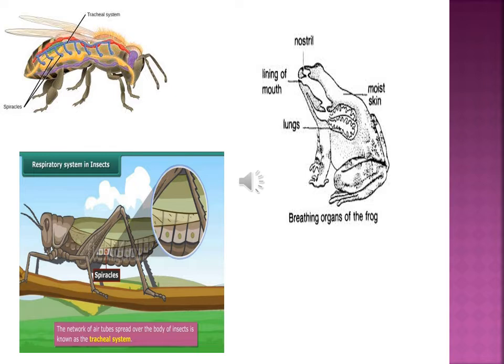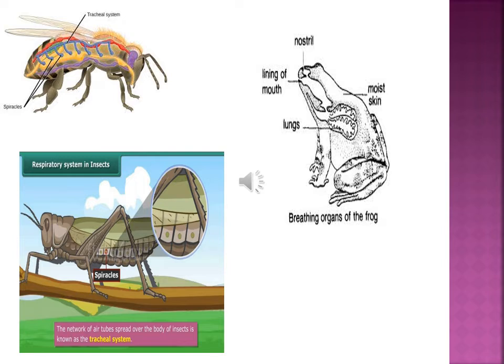Oxygen-rich air enters the body through these spiracles. This air now goes into the trachea, diffuses into the body and reaches every cell of the body. Oxygen is used to break down food and produce energy and carbon dioxide. Then carbon dioxide from the cells goes into these tubes and moves out of the body through the spiracles.